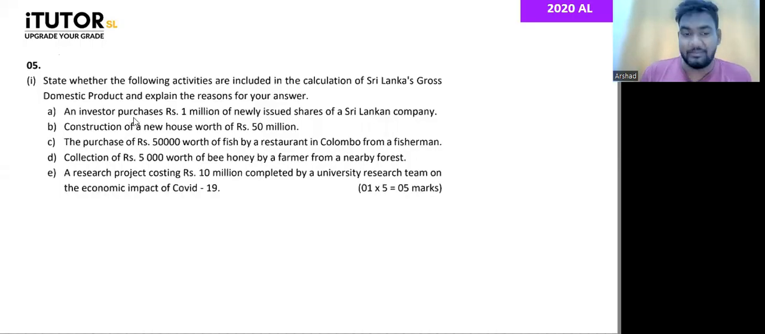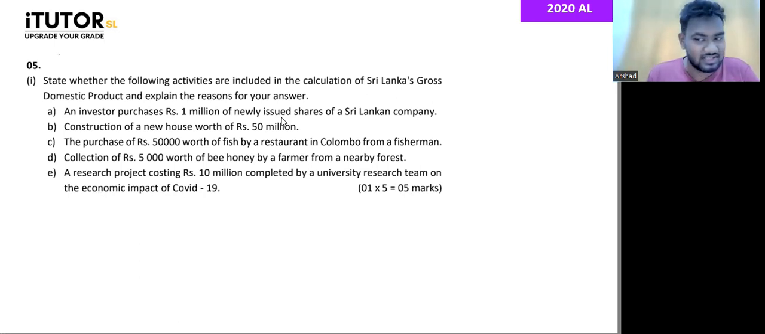So the 2020 paper: state whether the following activities are included in the calculation of GDP and explain the reasons. Now, it's a very common question. Every year they ask. Investor purchases 1 million of newly issued shares. Included, yes or no? Investor purchased 1 million shares. No, it's not included. Why?